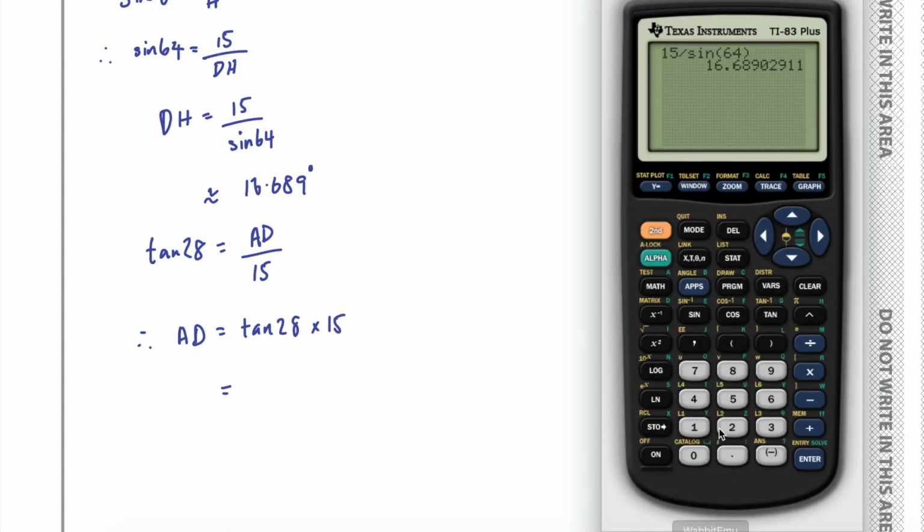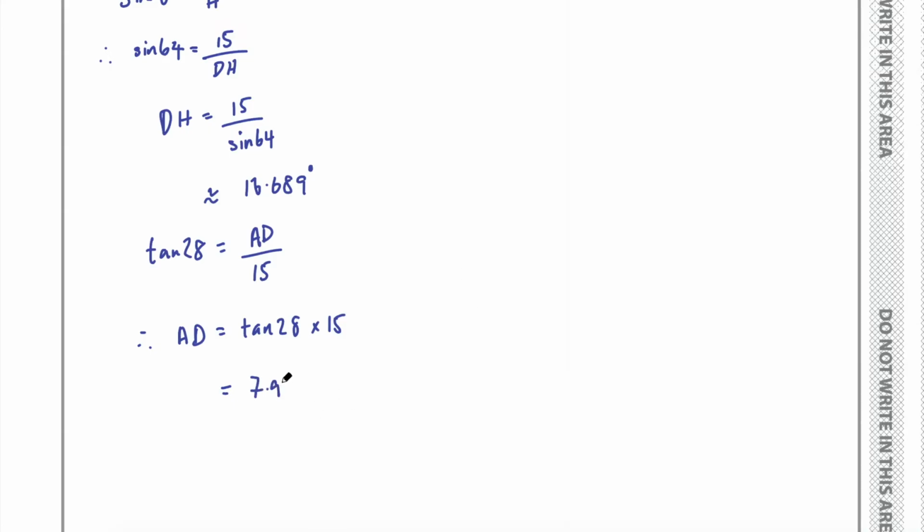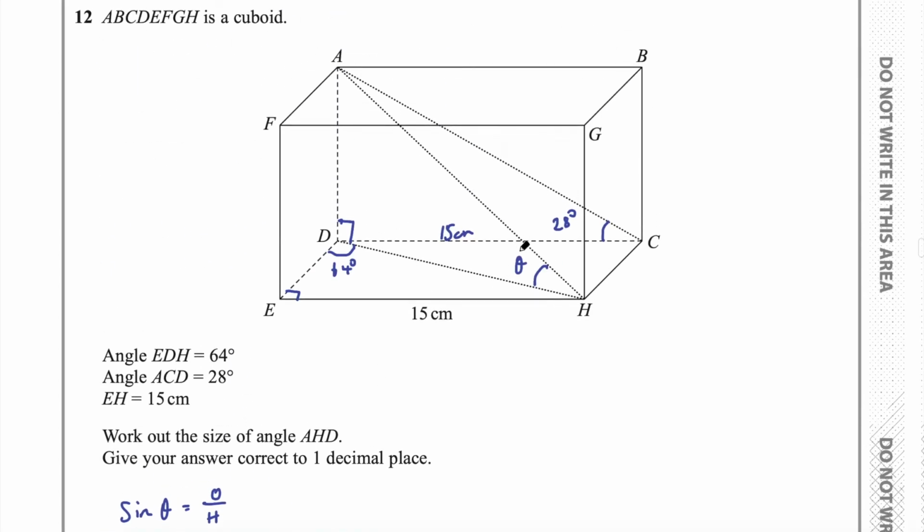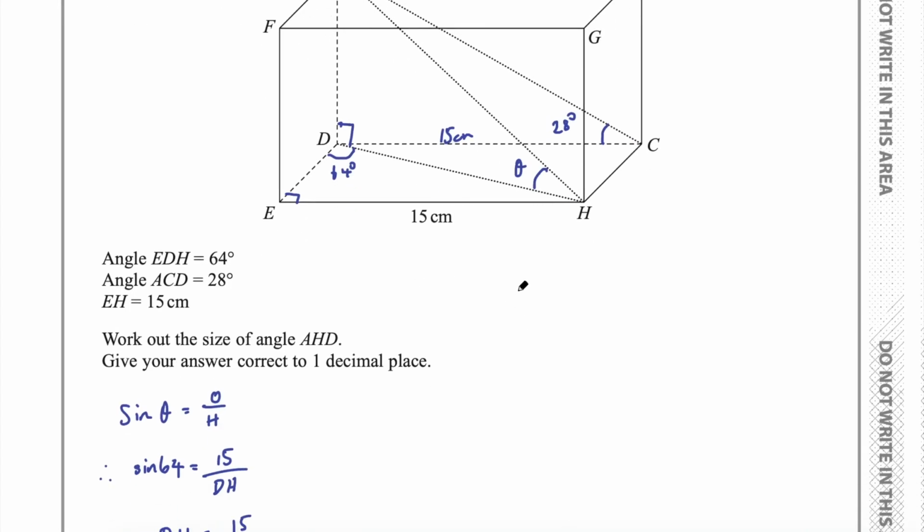And we can put that into a calculator as well. Tan of 28 multiplied by 15 equals 7.9756, etc. Okay, now we have AD and DH. We can find the angle theta. So tan of theta is going to be the opposite side, AD, divided by DH. So therefore theta will be the inverse tangent of those things.